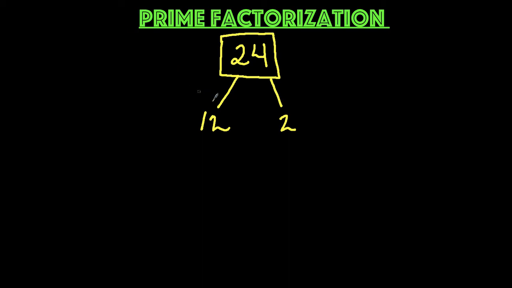Now, the number 2 is a prime number. When you think about prime numbers, a prime number is a number with only 2 factors. The 2 factors are 1 and the number itself. So the only factors that the number 2 has are 1 times 2, or 2 times 1. And those are the only factors, so it is considered prime. Prime numbers we're going to circle.